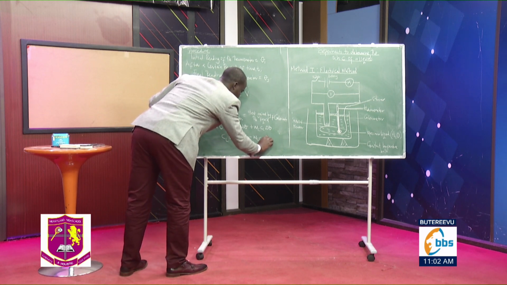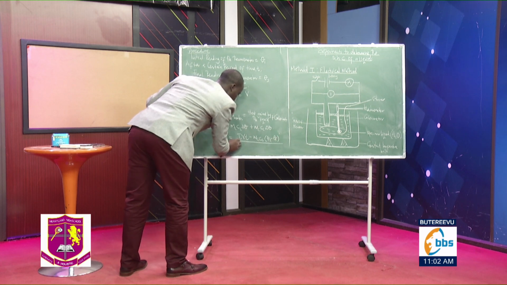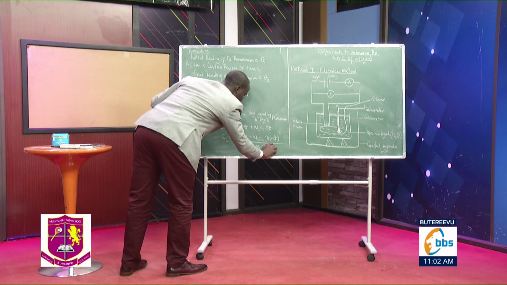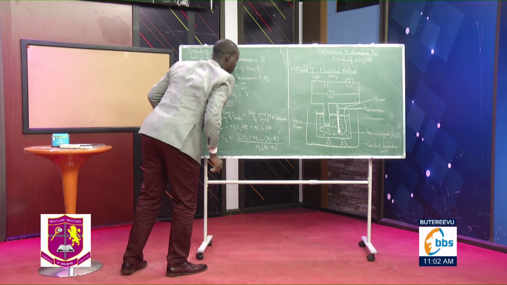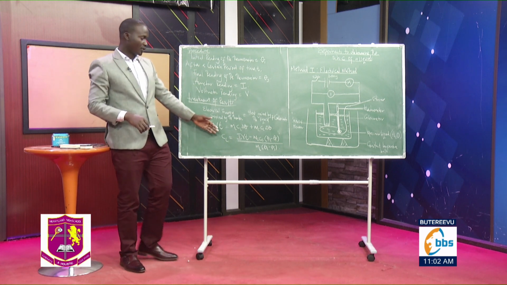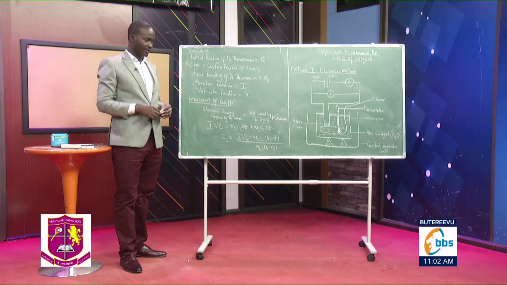In fact, let me substitute this as theta 2 minus theta 1. The thermometer gave me those readings. Divided by the mass of the liquid times the bracket theta 2 minus theta 1. So, because I know all of these terms, it means that I can be in a position to determine the specific capacity of the liquid. Let me go through this once again, especially the highlights.